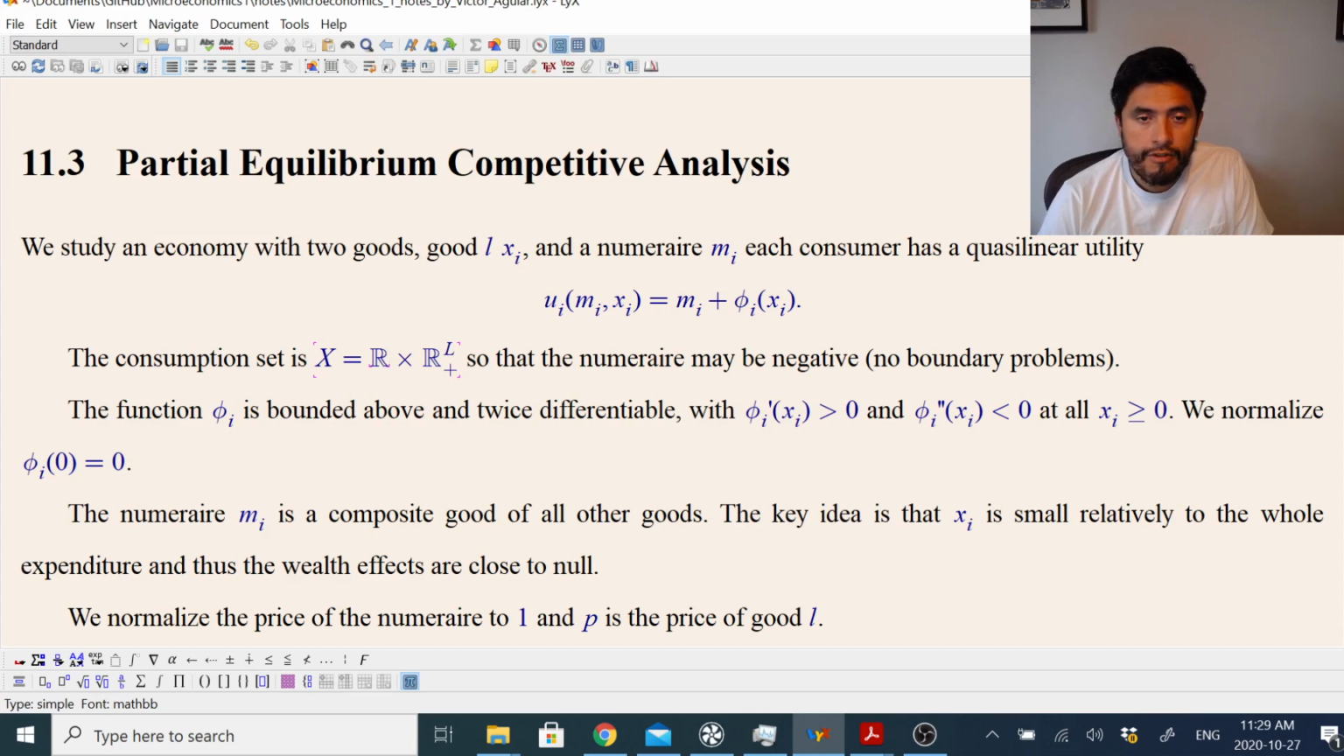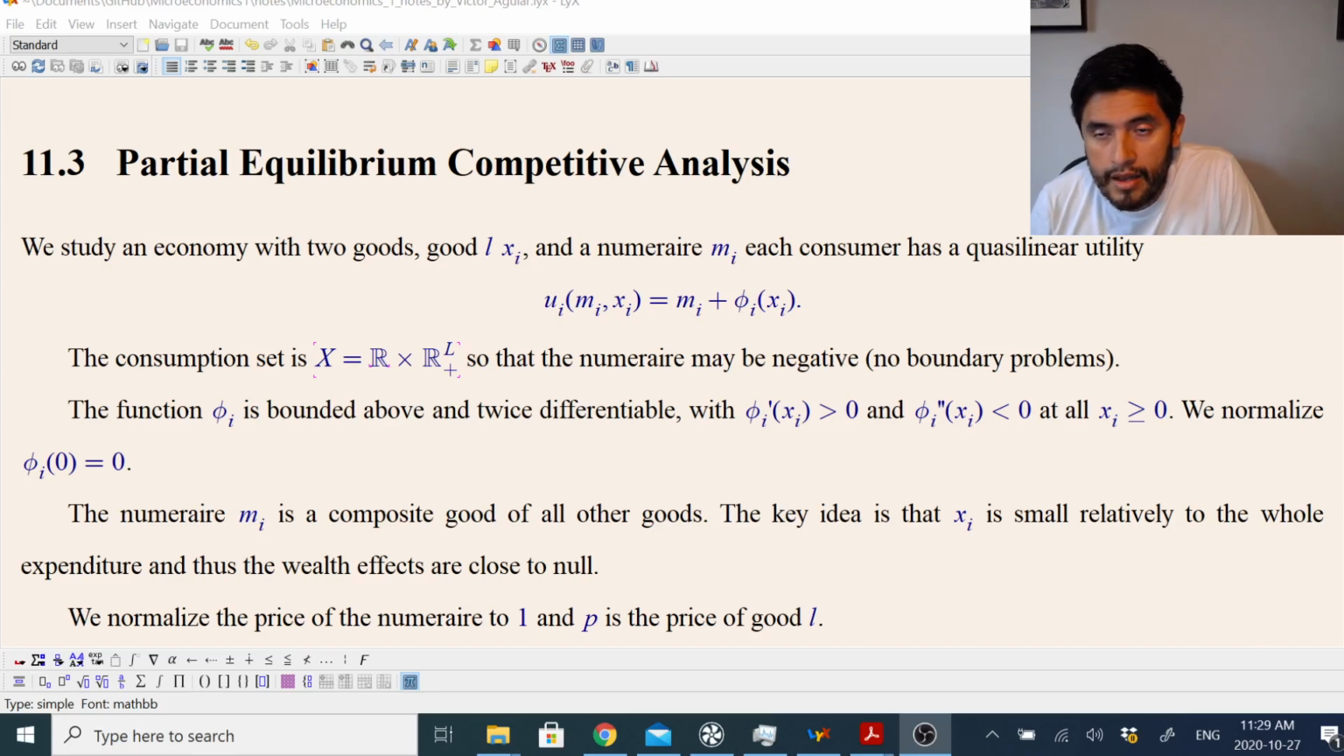Now this function phi_i is bounded above and twice differentiable, such that in the scalar case, when you have only one good, L equal to 1, the partial of this phi function is always positive, so more of the consumption good X means more utility. But the second derivative is strictly less than 0, so it is strictly concave. This is marginal decrease in utility, and this happens for all positive quantities of X.